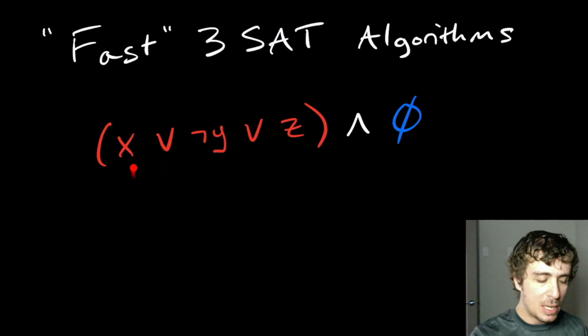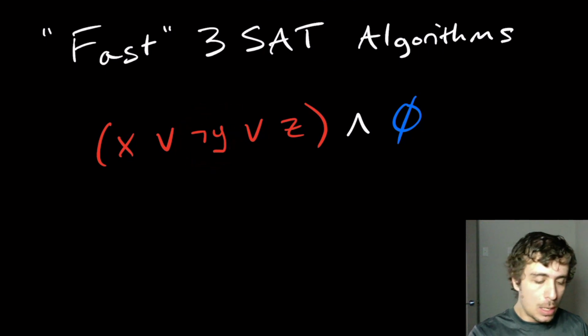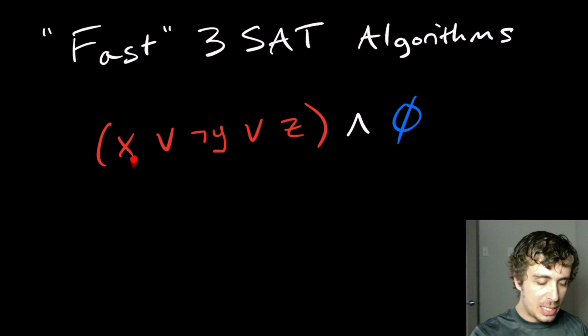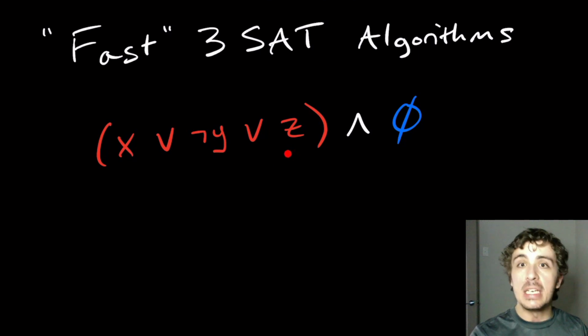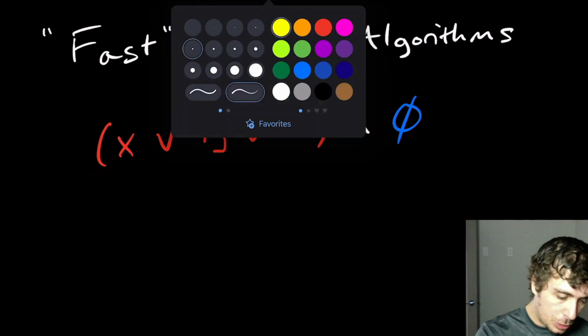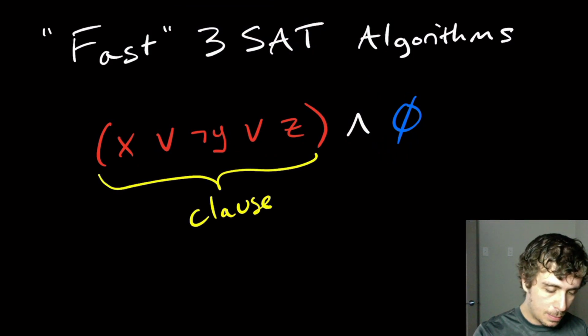A literal just means either the variable appears in its positive form, like this x here, or the negated form, which is this negation of y right here. So this OR is Boolean OR. Let's just say that I set x to be true and y to be true and z to be false. I'm allowed to do that. Then x is going to make this, what is called a clause, true. So this part right here is what is called a clause.